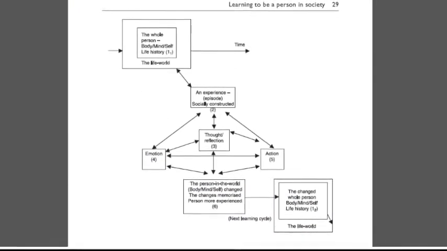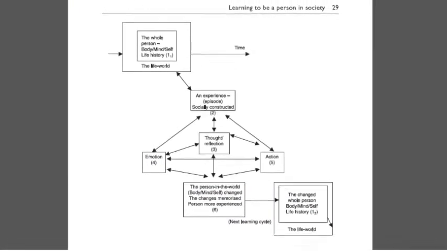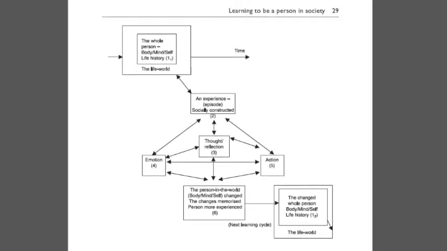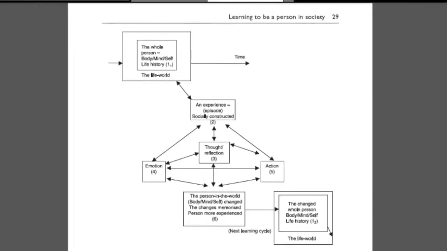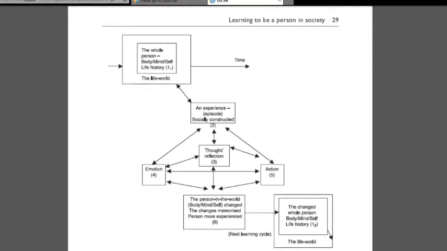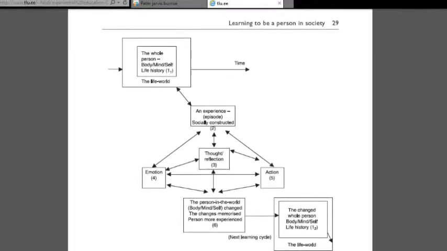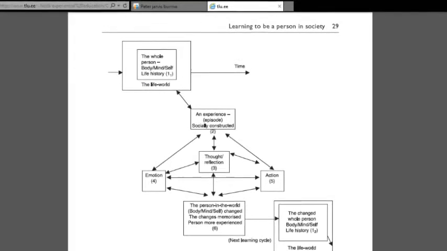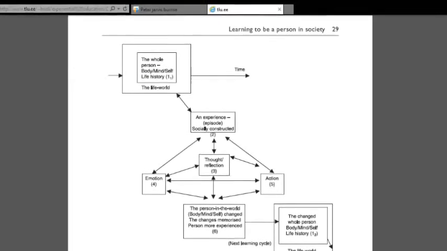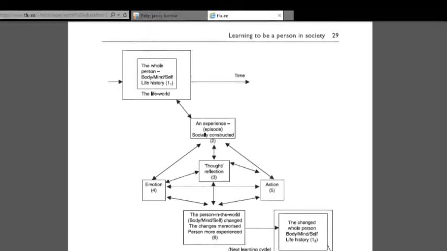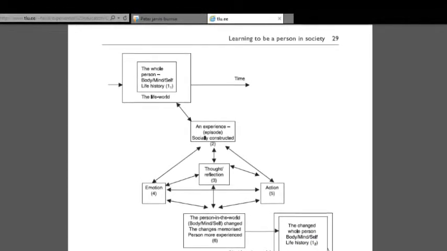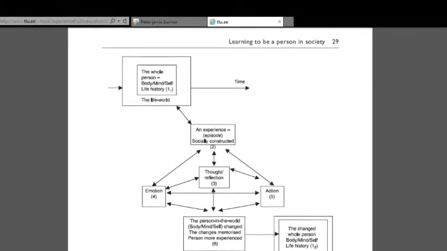This is Peter Jarvis's learning process continuum. What I was hoping that you would gain from Helen's story is exactly through these points. So at the beginning, number one, Peter Jarvis talks about the whole person. They're just in the world living their life. And then down to number two, they have an experience, something social and possibly something unexpected.